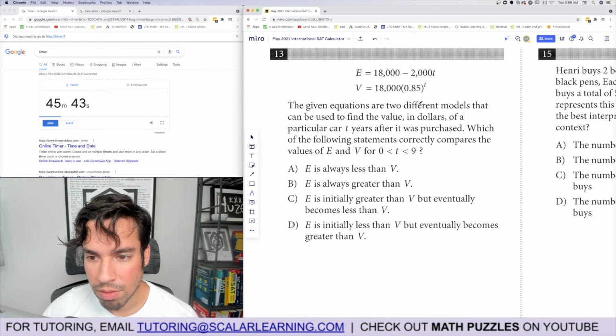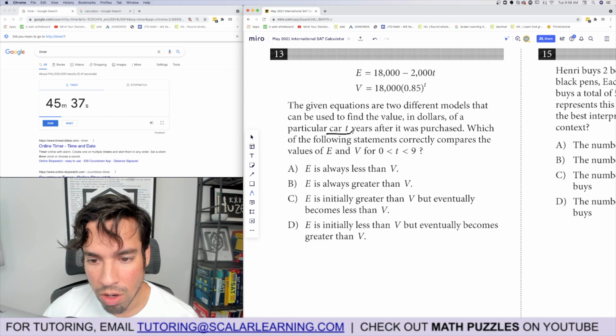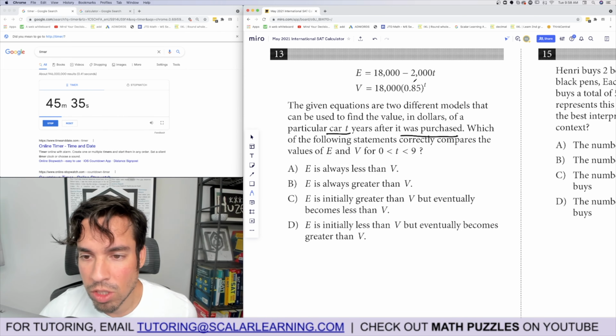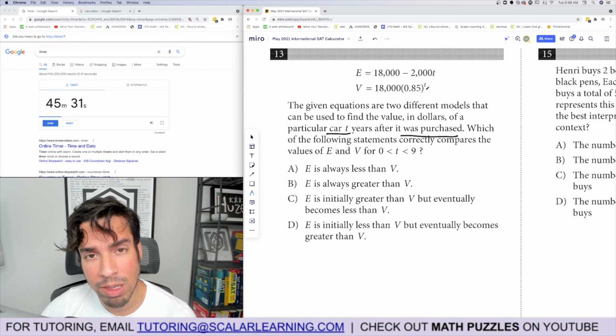E equals this, V equals this. We got two equations. Given equations are two different models that can be used to find the value in dollars of a particular car T years after it was purchased. So let me just understand. Both of them start at 18,000. This is like a depreciation of 15% each year.